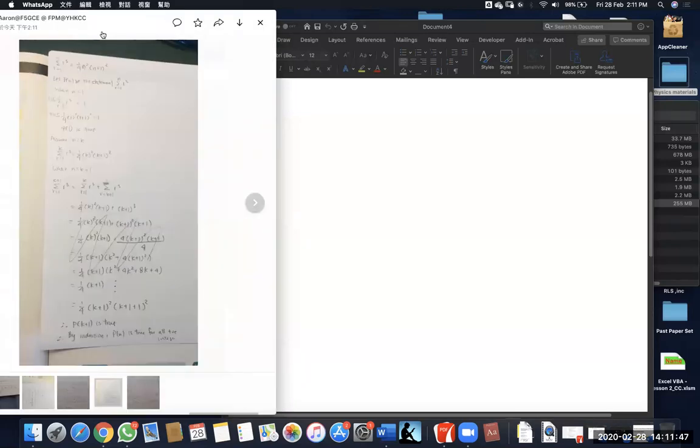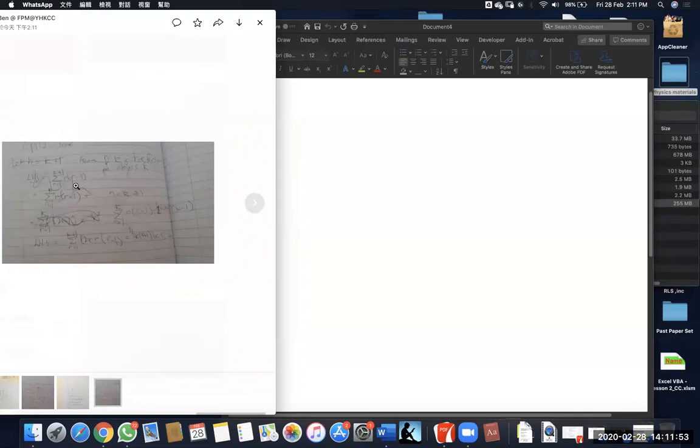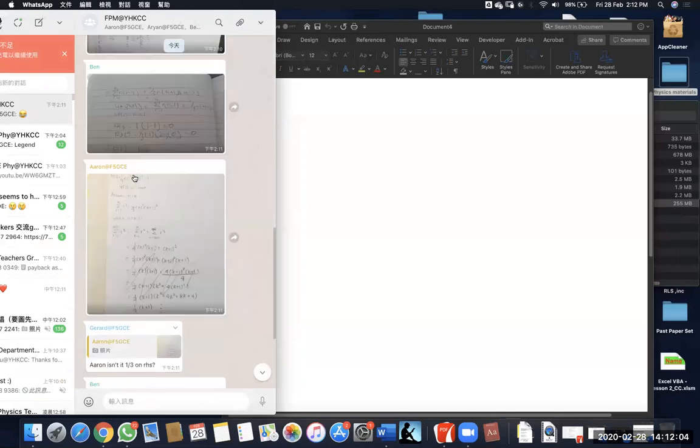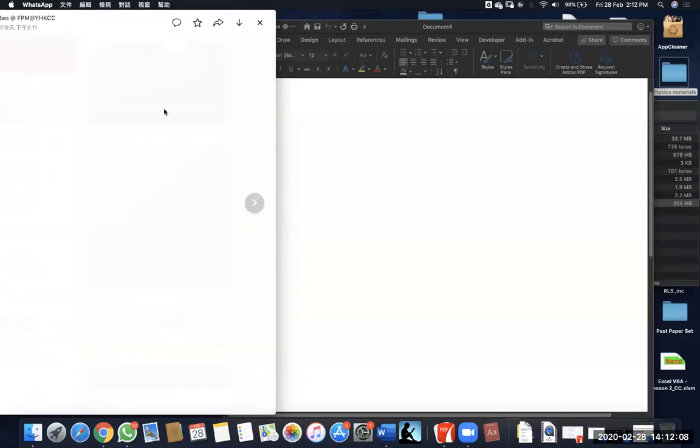Everyone is doing the next one. Wow, Ben, you won't be awarded marks if no one can see what you are writing. Ben, you do it later on. Write it neatly.